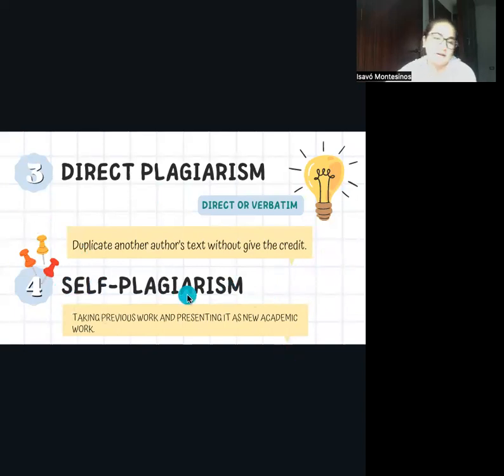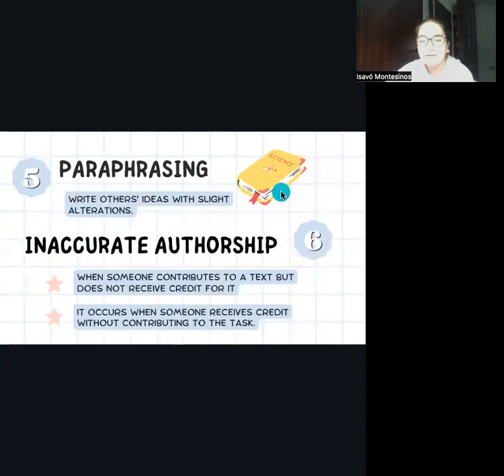Self-plagiarism, I think it's one of the most common types of plagiarism in academic fields. Sometimes we take the information of previous studies, the ideas, phrases, keywords, and we try to use them again as if it's new information and present a new work. That's self-plagiarism. Paraphrasing plagiarism. Paraphrasing is using an author's ideas and trying to change some words to use synonyms in order to write differently from the original one.